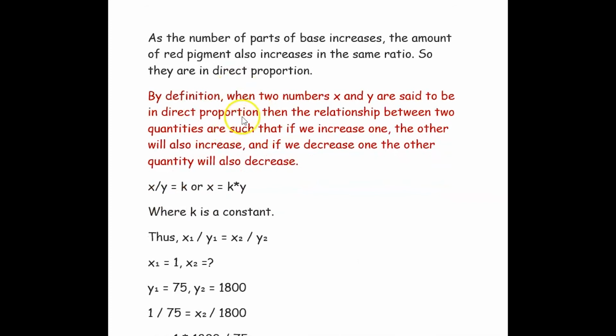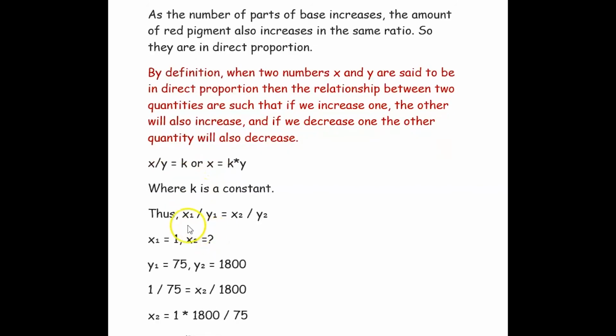By definition, two numbers X and Y are said to be in direct proportion when the relation between the two quantities is such that if we increase one, the other will also increase, and if we decrease one, the other will also decrease. With this definition, we can write the relation for the ratio X by Y equal to a constant, where K is the constant. Now we can rewrite this as X1 by Y1 equal to X2 by Y2.